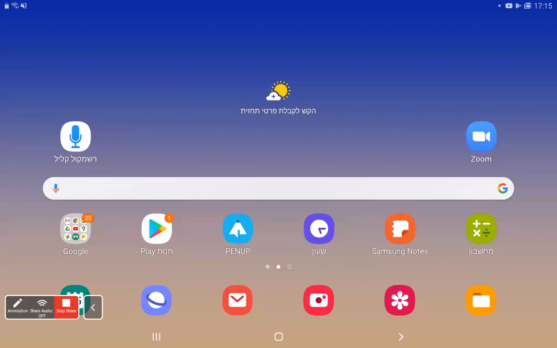So, I also need to switch on the tablet, the screen sharing. So where were we?